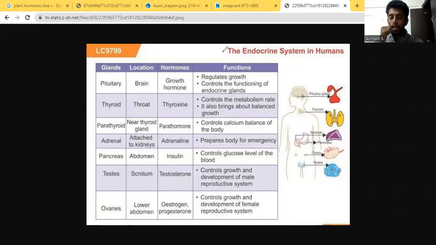Let us go one by one from the top to the bottom of the human body. At the top, we have a gland called the pituitary gland, which is present in the midbrain. It is present in the middle of the brain. The pituitary gland location is in the brain. And the hormone secreted by the pituitary gland is called the growth hormone. I repeat, pituitary is the name of the site, the location, but whatever it is giving out is called growth hormone. And as you can see, the function is that it is used to regulate the growth.